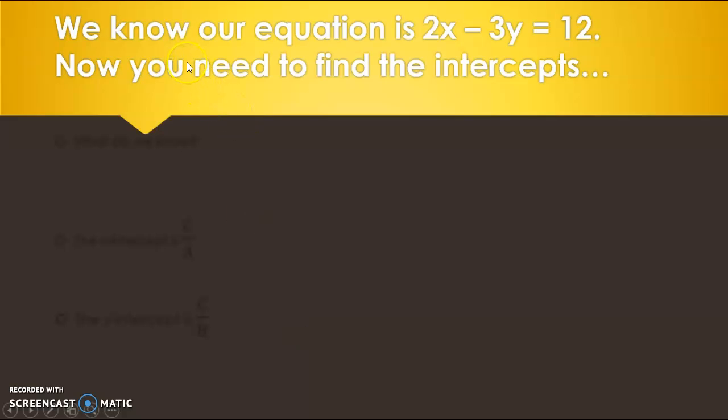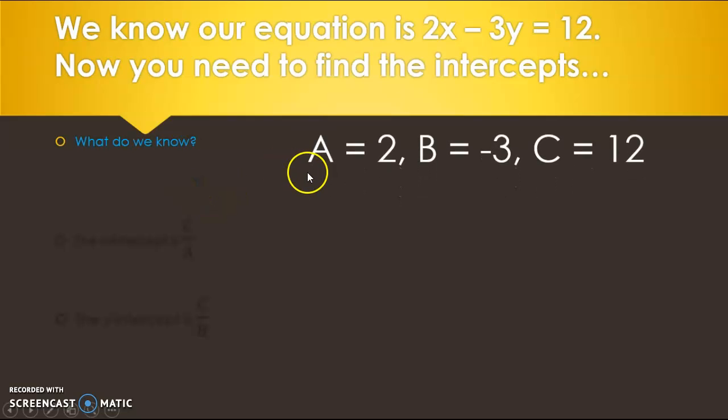Okay, now that we know what our equation is, we're going to use the same one we had before, 2x minus 3y equals 12. Now you need to find the intercepts. Okay, so what's our x-intercept and what's our y-intercept? So what do we know? Well, we know that A equals 2, B equals negative 3, and C equals 12. So to find the x-intercept, we do C divided by A. That's it. That gives us our x-intercept. We already know what C is. We already know what A is.